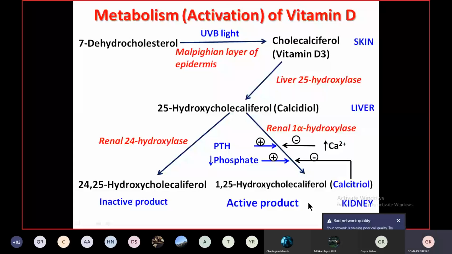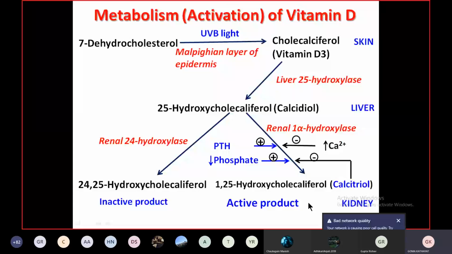Similarly, if there is a low level of calcium, what will happen? The low calcium stimulates the parathyroid gland to synthesize parathyroid hormone, and this hormone then activates the 1-alpha hydroxylase enzyme in the kidney. That means phosphate has a direct effect on 1-alpha hydroxylase, whereas calcium has an indirect effect via parathyroid hormone. Understood?